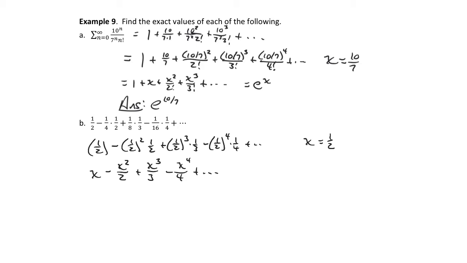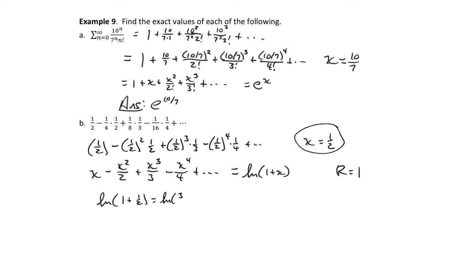We should recognize this from the list on the previous slide as the natural log of 1 plus x. This has a radius of convergence of 1. Well, if my center is 0, which it is, 1/2 is within that radius. And so my final answer is that this stuff is equal to the natural log of 1 plus x, which is 1/2. This is the natural log of 3/2.